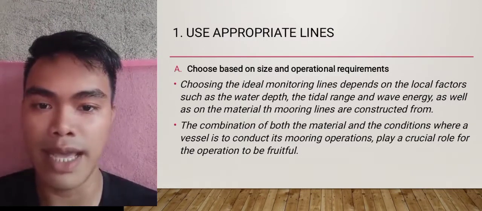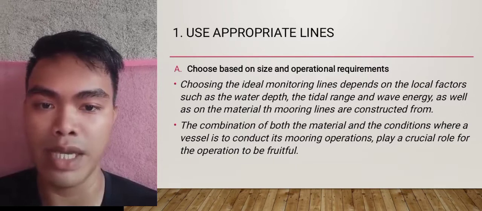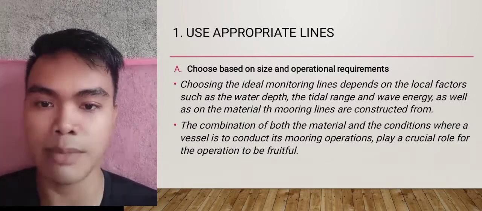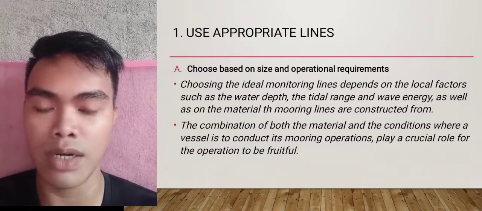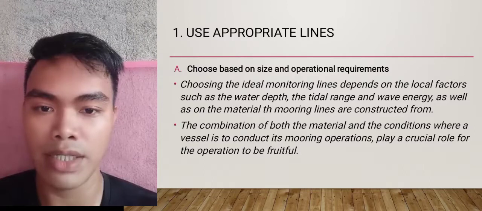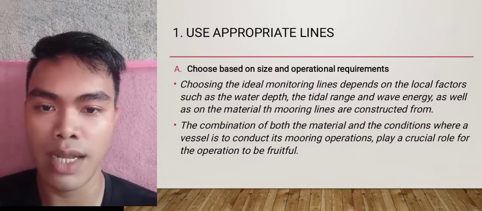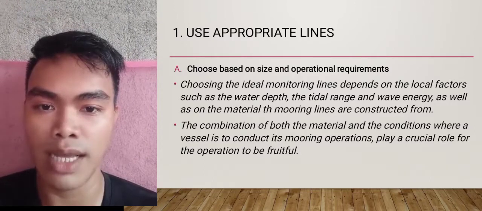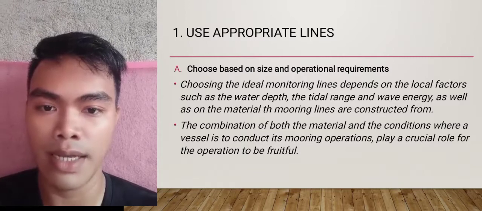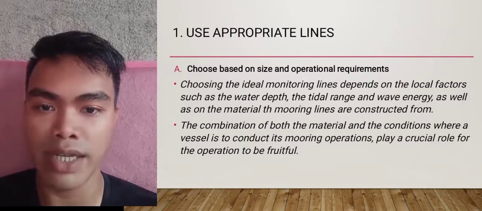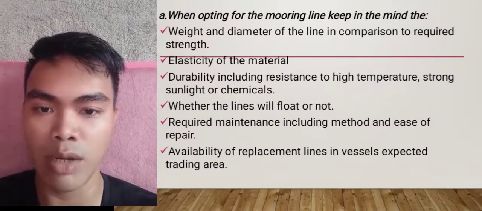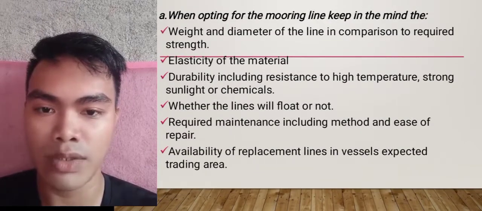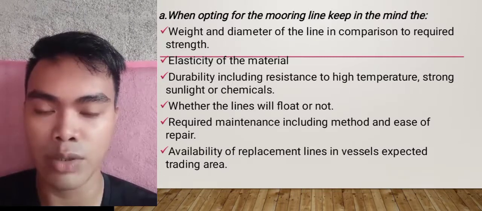Use appropriate lines. Choose based on the size and operational requirements. Choosing the ideal mooring lines depends on the local factors such as the water depth, the tidal range, and wave energy, as well as on the material the mooring lines are constructed from. The combination of both the material and the condition where a vessel is conducting its mooring operation plays a crucial role for the operation to be successful.